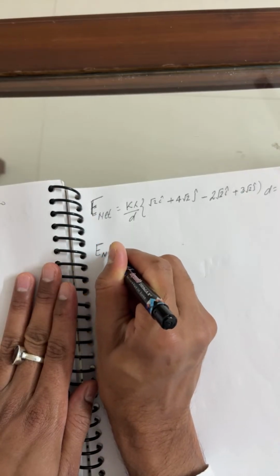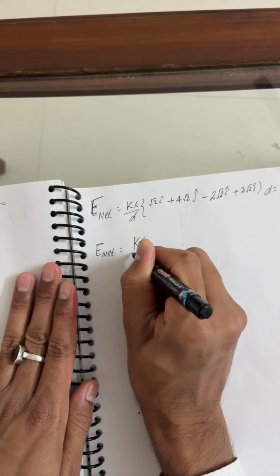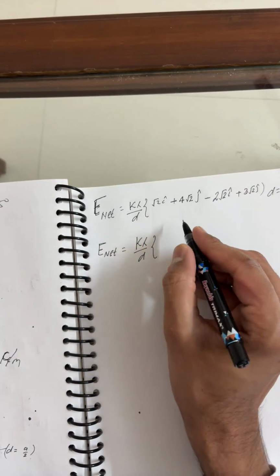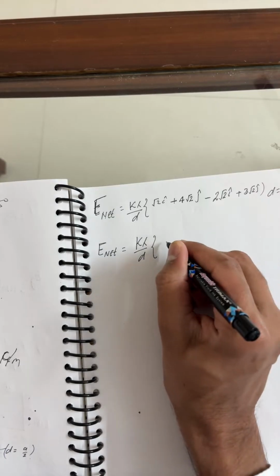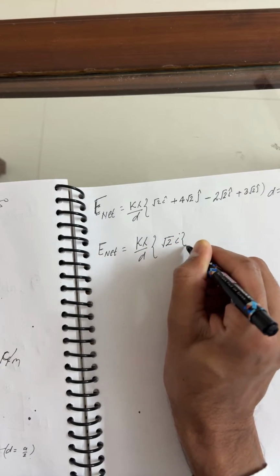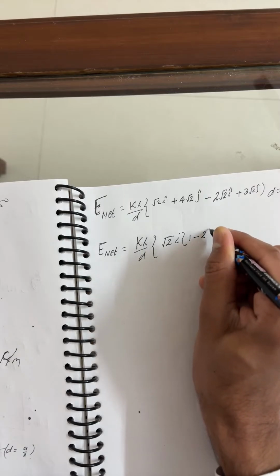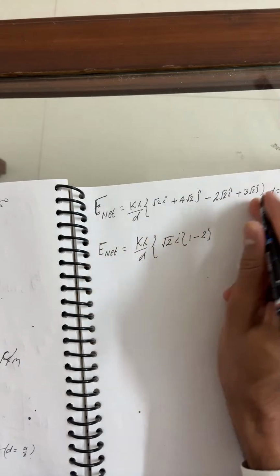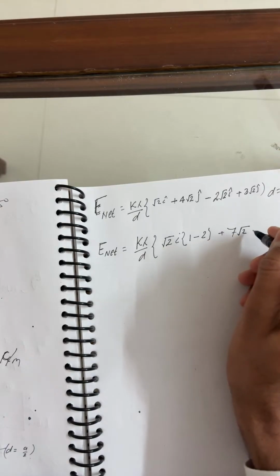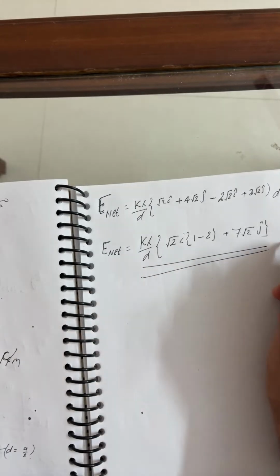Electric field net: k lambda by d. Beta, in these terms you can simplify a little. You can take root 2 and beta as common. You can write beta, then 1 minus 2 beta, then beta (4 plus 3 plus 7 root 2) j cap. Beta, this is the answer of this question.